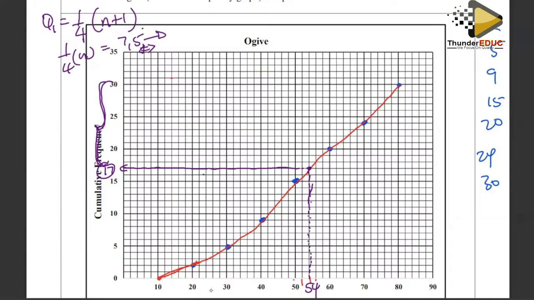Then for me to get my Q2, I will say a half of n plus 1 or a half of n, which is like 15. This is the position. And then for me to get my Q3, I will say 3/4 of n plus 1 or 3/4 of n. So 3/4 of n, I'm getting 22,5 as the position. If you say 31, then it's going to be 23, something. Either way, let's say our position is 7,5.